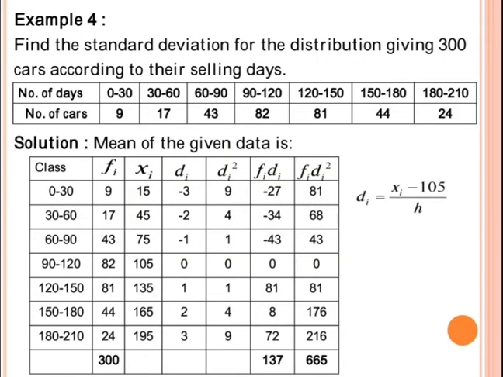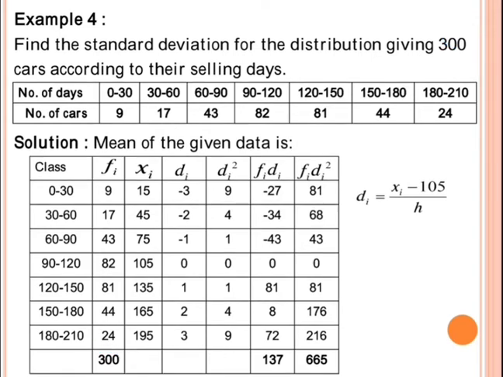Let us move towards the next type of example. The next type of example is, you are given class intervals and frequency. So first you just have to find the standard deviation of 300 cars. That means the total of frequency must be 300. See, now first let us construct a table according to our formula. So first we will write the formula and we will construct a table.